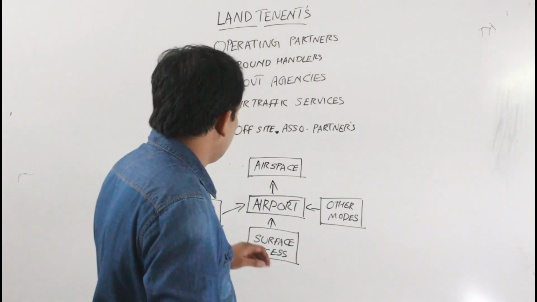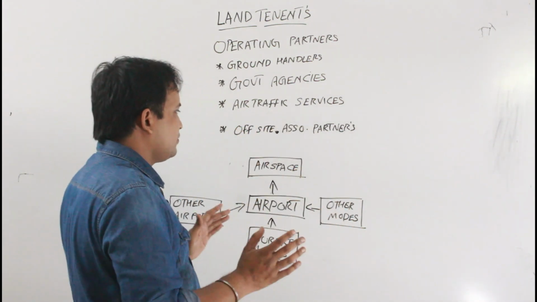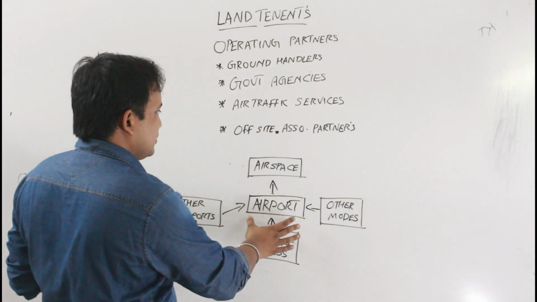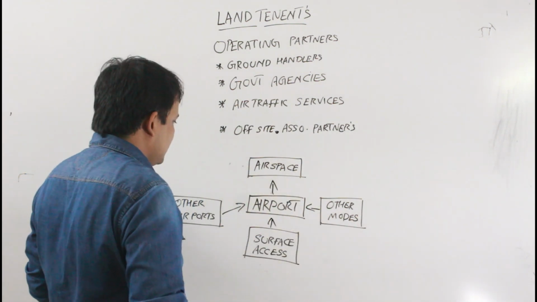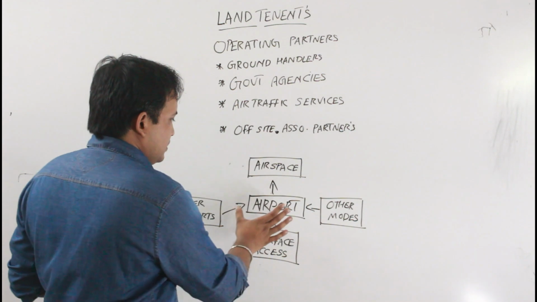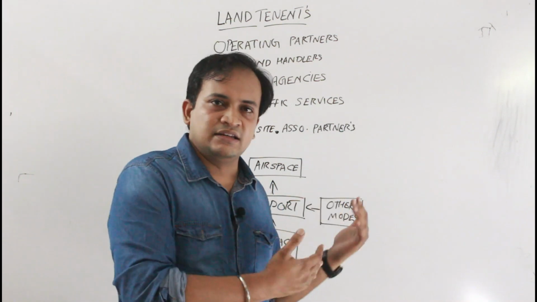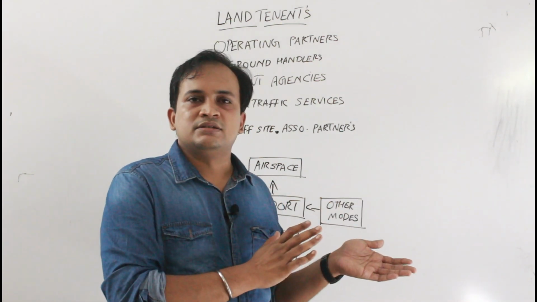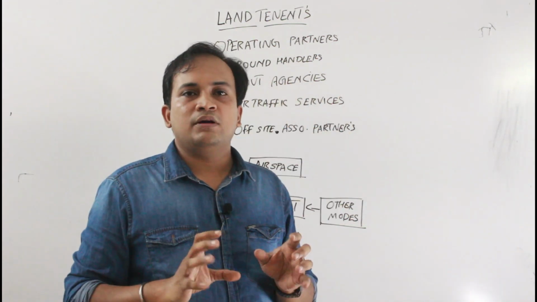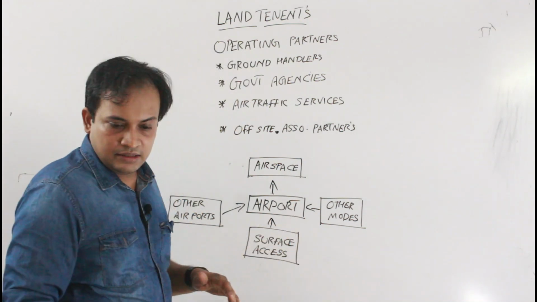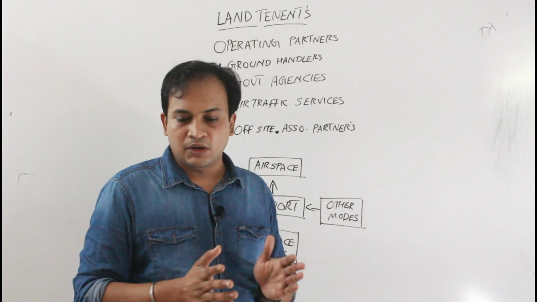Okay, so here is the consolidated diagram of what we have discussed today. The airport is connected to the airspace, other modes, and other airports are also connected to a main airport, and then the surface access. This is what we discussed at a later stage, before this chapter, where the structure of an airport is explained. Here the figure number is 1.2.4. Okay, please go through it.